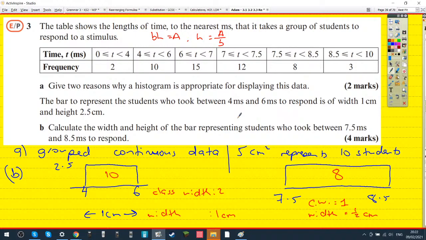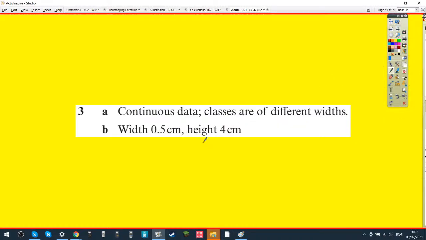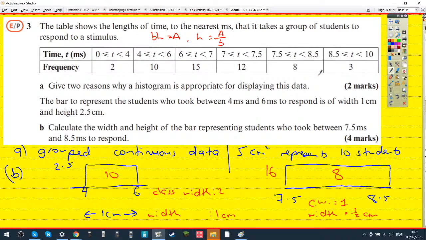Oh, so you square root 8. No. 8 divided by a half. Isn't that just 8 times 2? Yeah, which is 16. So I believe that should be 16. The height is 4. The width is 0.5. The height is 4 centimeters.